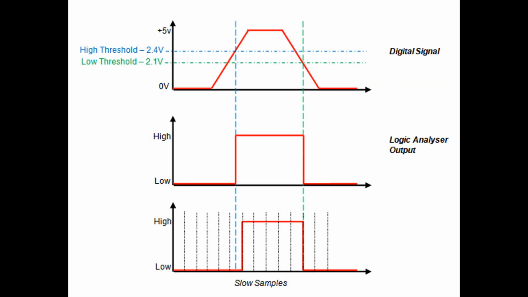I have drawn a diagram of a square wave and the analyzer's interpretation below it. I have sloped the transitions to make it easier to see what is happening. We can see that the analyzer only interprets the signal going high once it has reached the high threshold, and vice versa for the low threshold, which will result in a small delay.